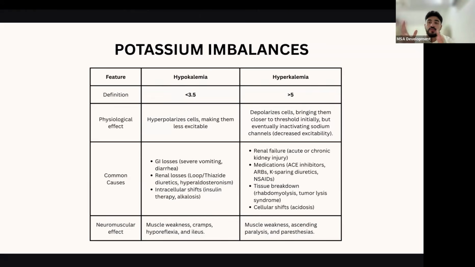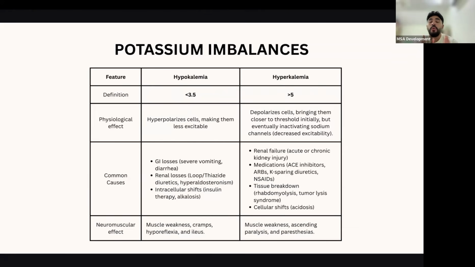Or it could just happen that potassium gets shifted intracellularly, okay? And this happens with insulin, right? When you give a patient insulin, for example, which we're going to discuss, inshallah, in hyperkalemia management, one of the lines is you'd give them insulin so that it could be shifted intracellularly, okay?